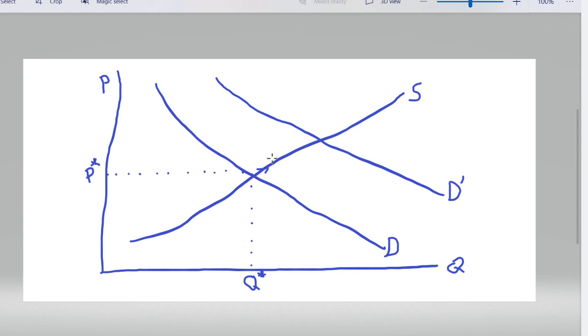So we see a movement along the supply curve, which is called a change in quantity supplied. And then we get a new equilibrium price at the intersection of the new demand curve with the supply curve. And we get a new quantity here, right? Call that Q prime and P prime. And so that's the result of a demand curve shifting.